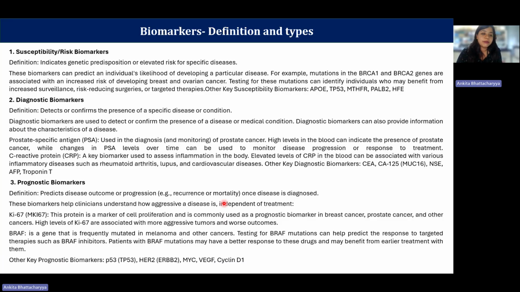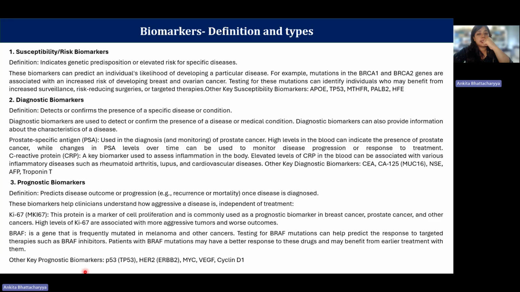Next, you have BRAF, which is a gene that is frequently mutated in melanoma and a number of other cancers. Testing for BRAF mutations can help predict the response to targeted therapies like BRAF inhibitors. And patients that actually carry BRAF mutations have a better tendency of responding to these drugs. And therefore, after this initial characterization has been carried out, executing the treatment is a better and more effective option.